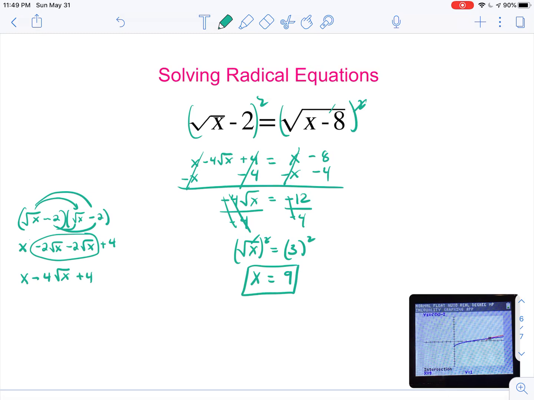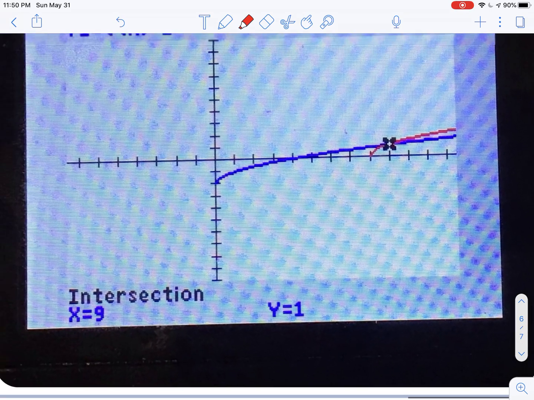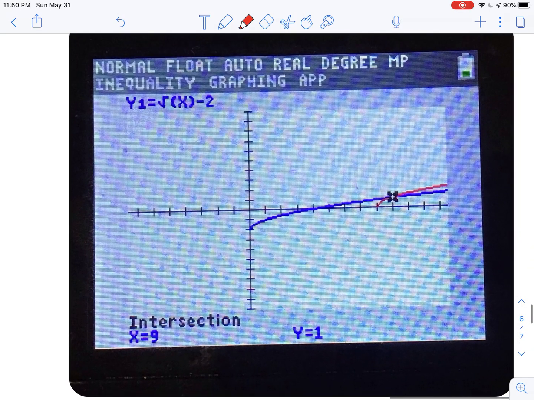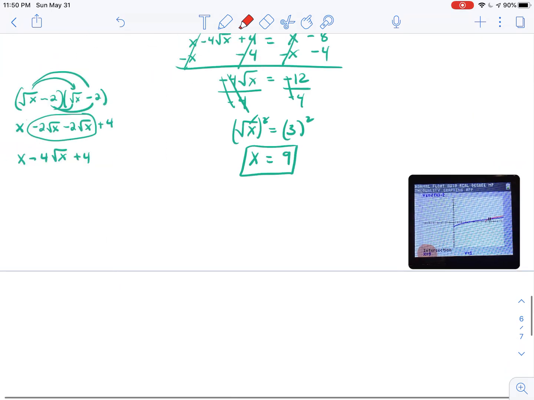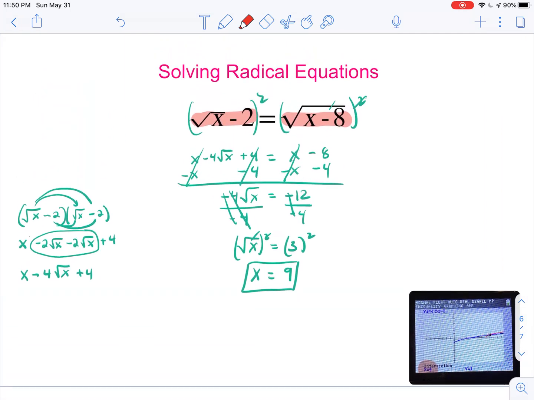Now I have to check if that is an extraneous solution. So what am I plugging into my calculator? Well, let's plug this into y1, this into y2, second trace, intersect. Now I did have a little bit of trouble getting the cursors where I needed them to be. Remember, you can press the arrow keys to keep shifting over till you're closer to the point of intersection. Okay, but I did eventually get x is equal to 9, which means that this is not extraneous. That is a valid solution.